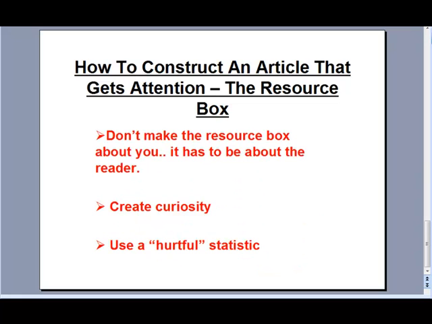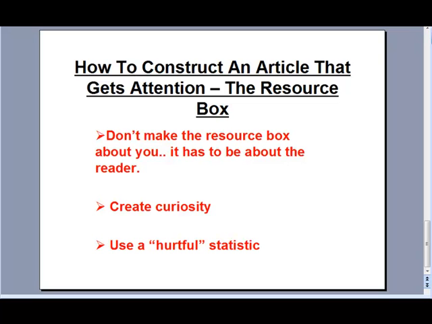All right, just wrapping up. Don't make the resource box about you. It has to be about the reader. Don't tell them how great you are because they've come to your article, they've found your article, they've got a problem. You've done a great job by giving them some sort of a solution in the article. Not enough though, they want more. And the last thing you want to do is get them to the resource box and tell them what a wonderful person you are. Don't do it. Create curiosity and use a hurtful statistic. So those two are two very powerful methods of getting attention with your resource box.